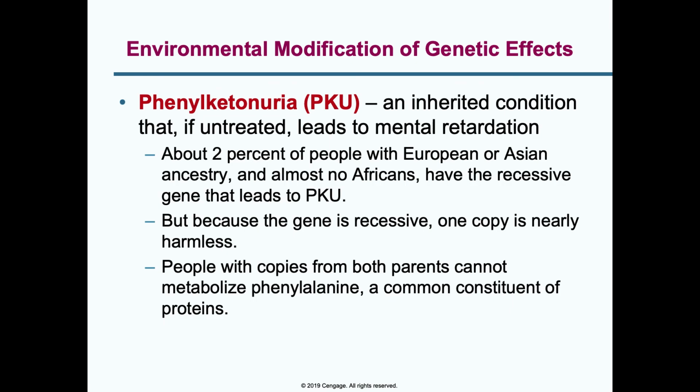Okay. The last couple of slides have to do with an example of an environmental modification, something called phenylketonuria, or PKU for short. This is actually an inherited condition, and if it's untreated, it can lead to mental retardation. They give you some facts here about the percentage of people and their backgrounds that have the recessive gene. Remember, we talked about dominant genes. That's the ones that control most things, and then recessive are kind of overshadowed by the dominant. But if people have the recessive gene, if they only have one small piece of it, it is harmless.